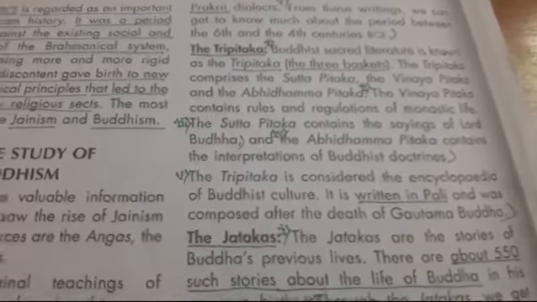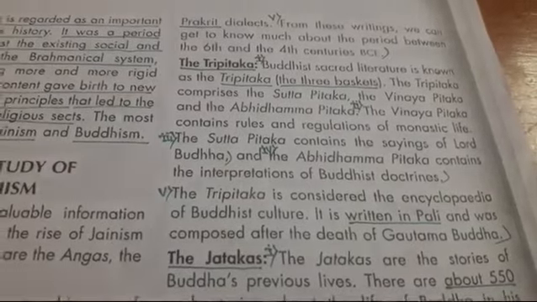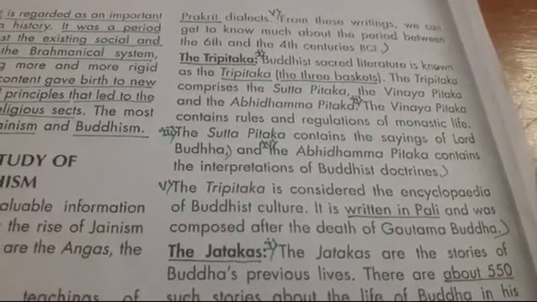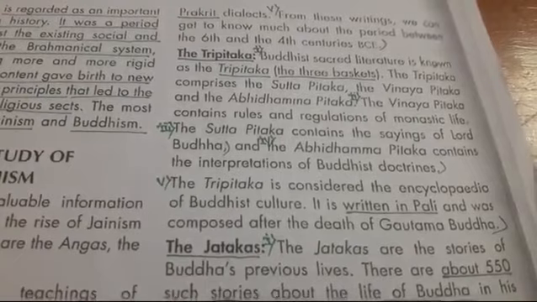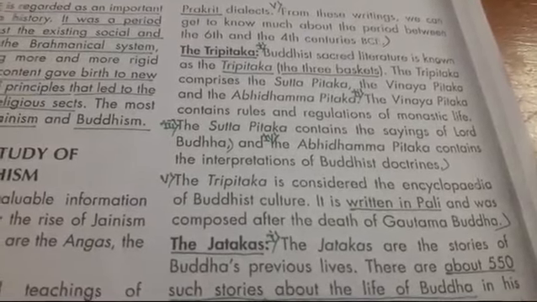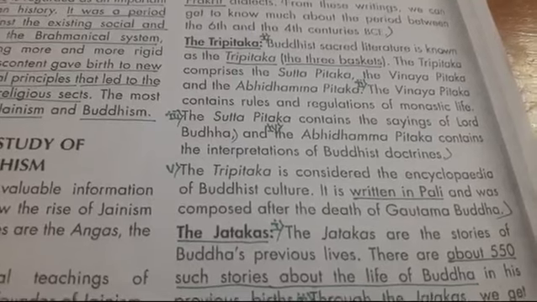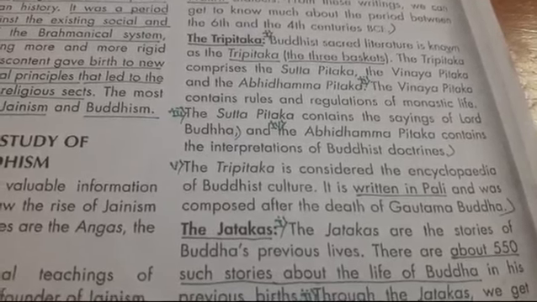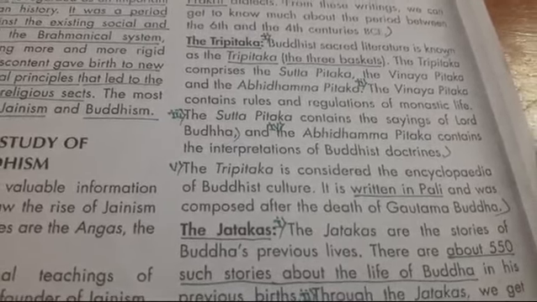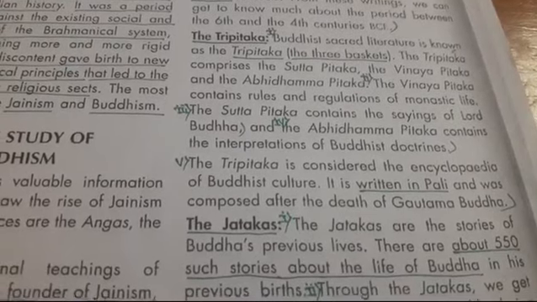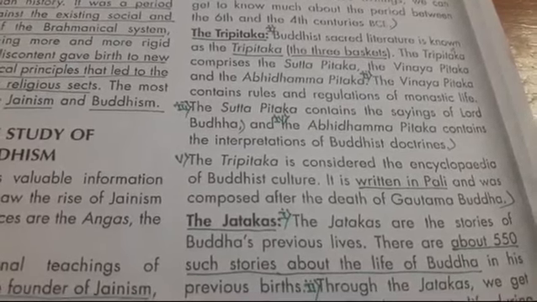Next, the Tripitaka. Same question can come. Write a short note about Tripitaka or the importance of Tripitaka. Tripitaka, point number 1. Tripitaka means the 3 baskets. Tripitaka is compiled with 3 books, that is Sutta Pitaka, Vinaya Pitaka and the Abhidhamma Pitaka. Next point, point number 2. The Vinaya Pitaka contains rules and regulations of monastic life.